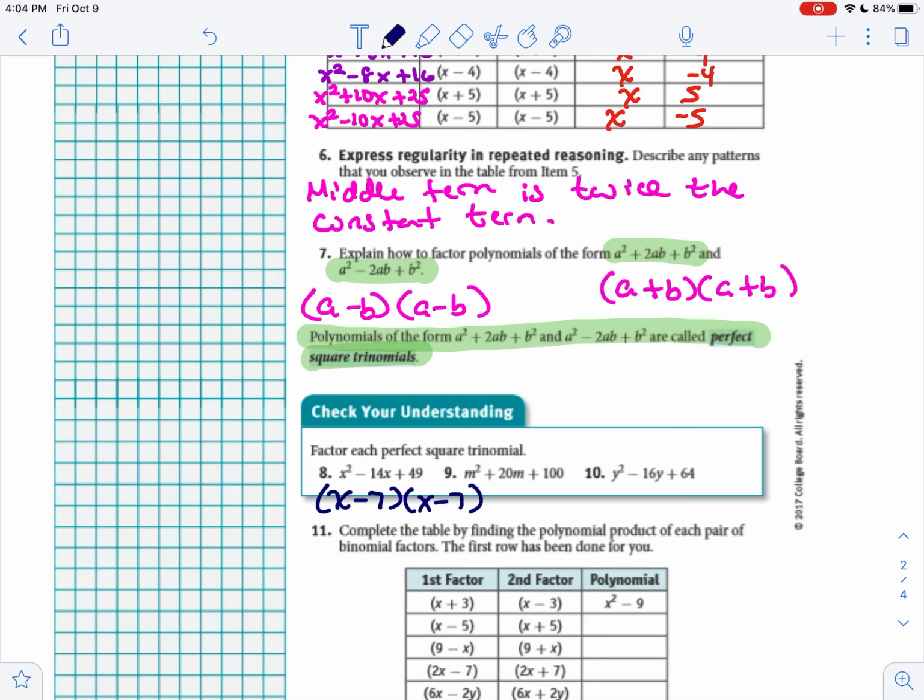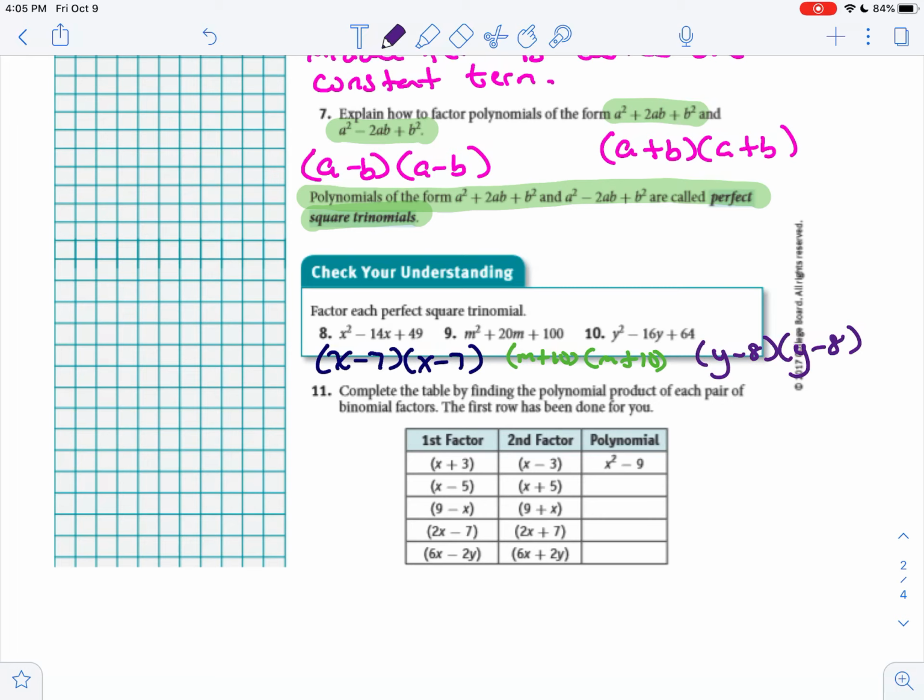Now, if we look at a number like 100, we should be thinking about the number 10, because 10 times 10 is 100, and 10 plus 10 is 20. So we're going to go with m plus 10 times m plus 10. And finally with 64 and 16, hopefully you're thinking about the number 8, but negative 8 this time, because y minus 8 times y minus 8, negative 8y and negative 8y make negative 16y. So we just got to pay attention to the signs. So that's really the first part of the lesson, working on the perfect square trinomials.